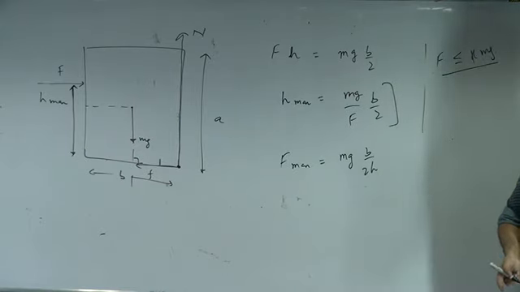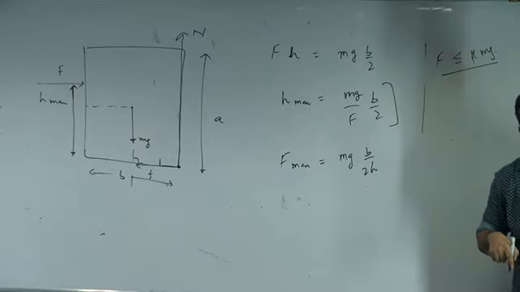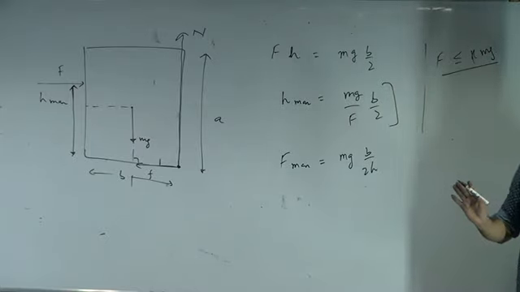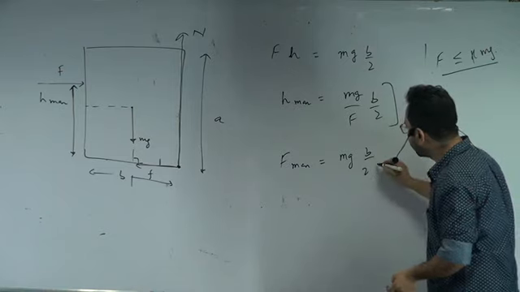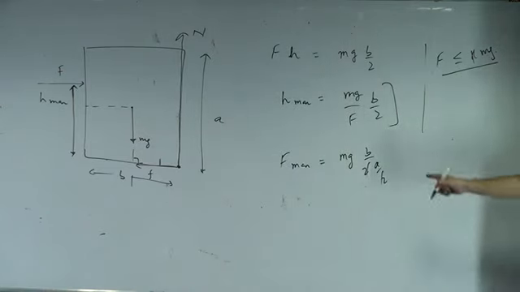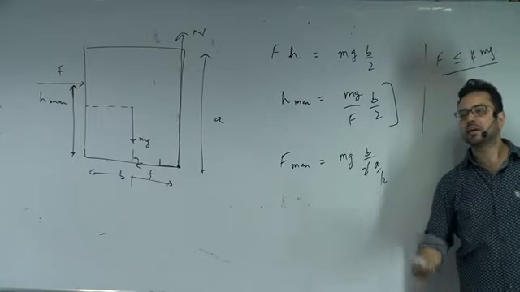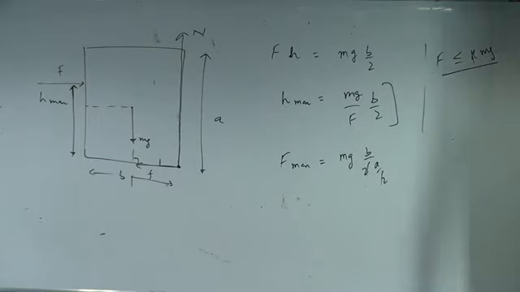So what are we talking about? We have fixed the height. We are pushing it at the center. So what is that height? A by 2. So write a by 2 in place of h. So if the force is greater than mg b by a, why won't it topple? It will topple. Is that clear?